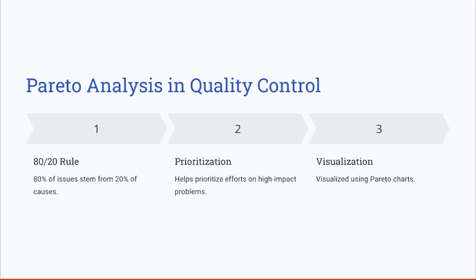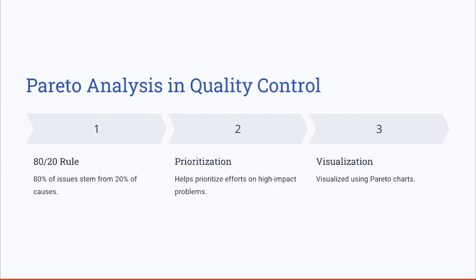So based on the 80-20 rule, it means that 80% of the issues stem from 20% of the causes. Think of the top 20% of causes of a problem. 80% of the issues come from these 20% of causes.